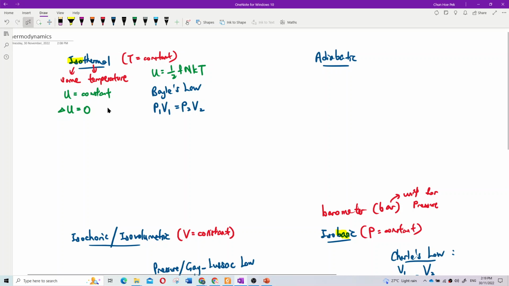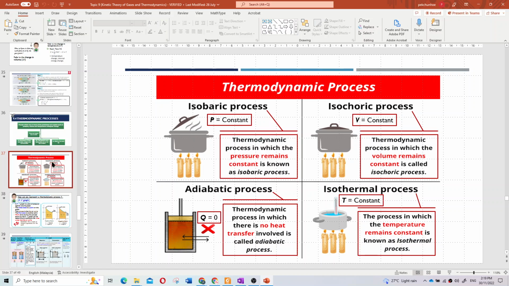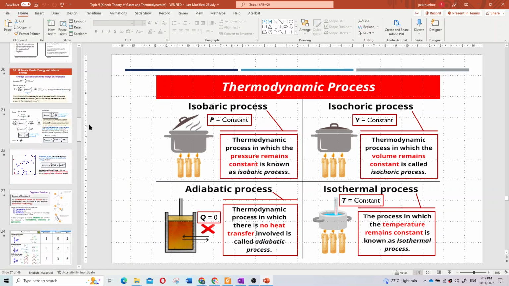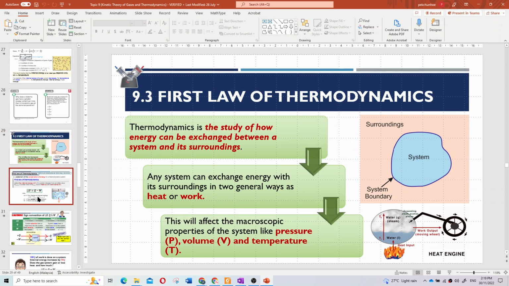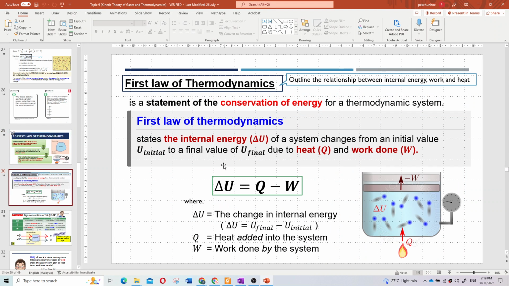Yeah, because we can say delta T is 0. No change in temperature, so delta U is 0. Okay, and then look at the first law of thermodynamics. We have this formula: delta U equal to Q minus W. Correct or not? Yes, sir.